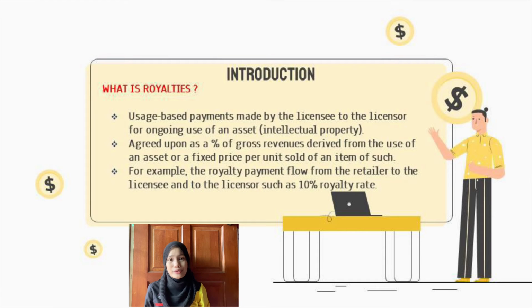So what is royalties? Royalties is the usage-based payments that are made by the licensee to the licensor for ongoing use of an asset. It is agreed upon as a percentage of gross revenues derived from the use of an asset or a fixed price per unit sold of an item of such. For example, the royalty payment flows from the retailer to the licensee and to the licensor, such as a 10% royalty rate.